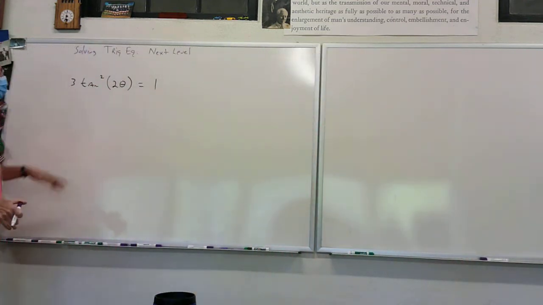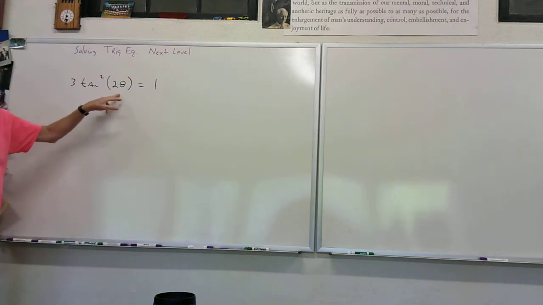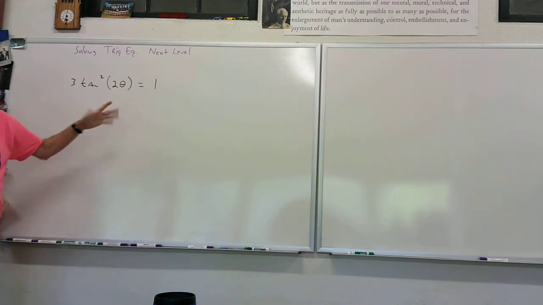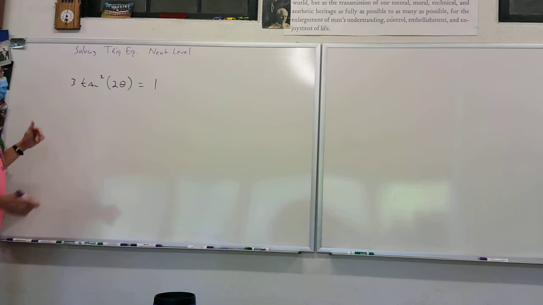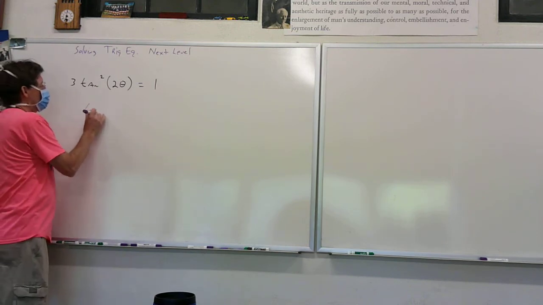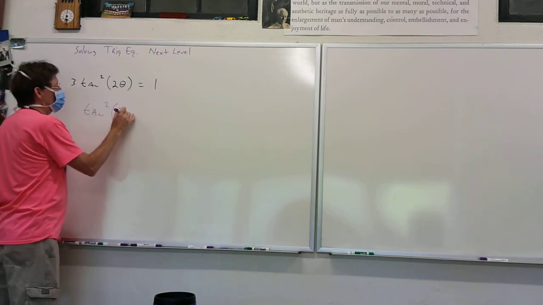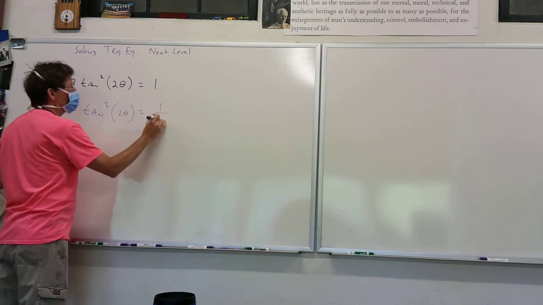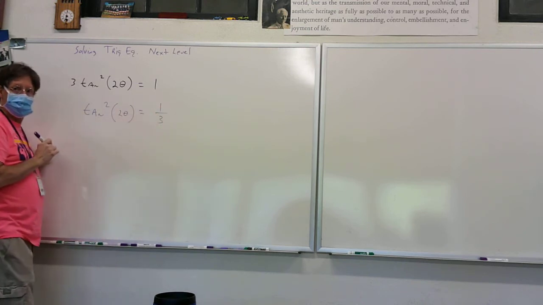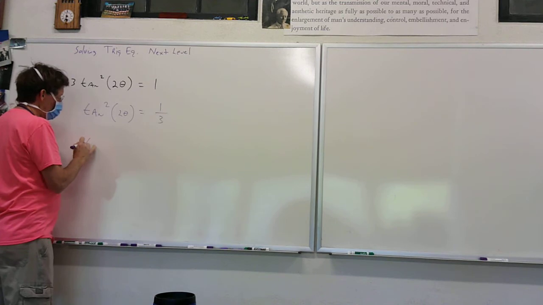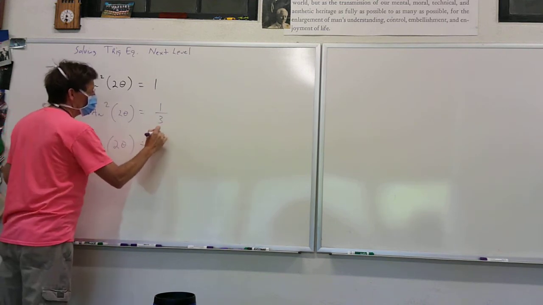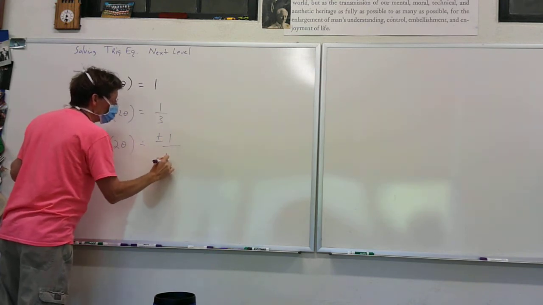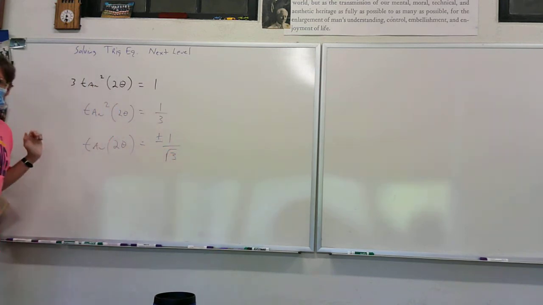Okay, I'm not going to worry about that yet. I could put x equals 2 theta right now, but you don't need to. Let's go ahead and isolate this by itself. Fair enough? Is everybody okay? It's going to be tangent squared 2 theta equals 1 over 3. Right? So, the tangent of 2 theta is going to equal positive or negative 1 over the square root of 3.